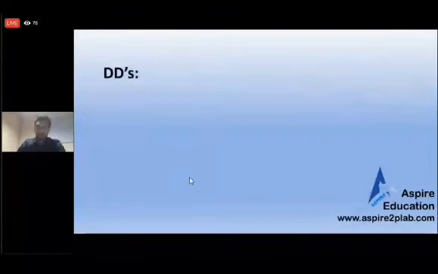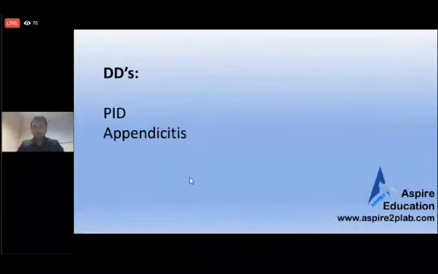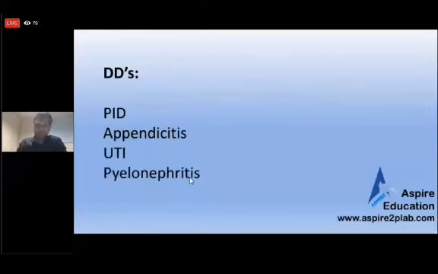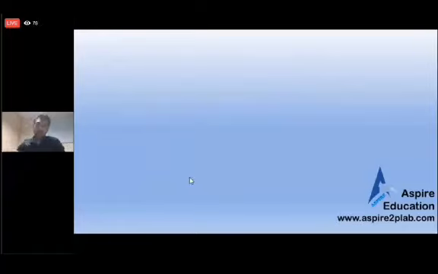So what would be the DDs you're looking at if you think there is lower abdominal pain? One will be PID, one will be appendicitis. If there is right-sided pain, then you can have a differential of appendicitis. But if there is left-sided lower abdominal pain, then you can have a differential of diverticulitis. And it can be UTI, it can be pyelonephritis. These are the structures which are present in that area, so we can consider the differential diagnosis of all those things.